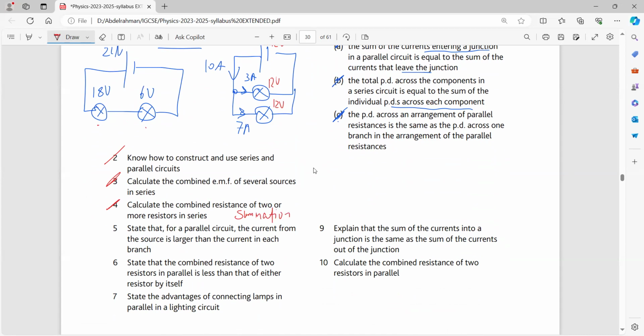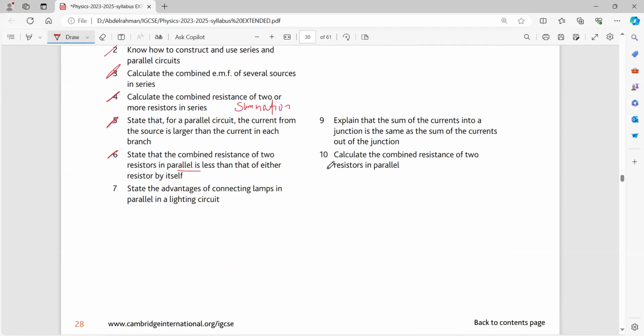State that for a parallel circuit, the current from the source is larger. Definitely the current from the source, so 10 amperes, is larger than any of the other branches. State that the combined resistance of two resistors in parallel is less than either resistor by itself. Again, this is quite simple.